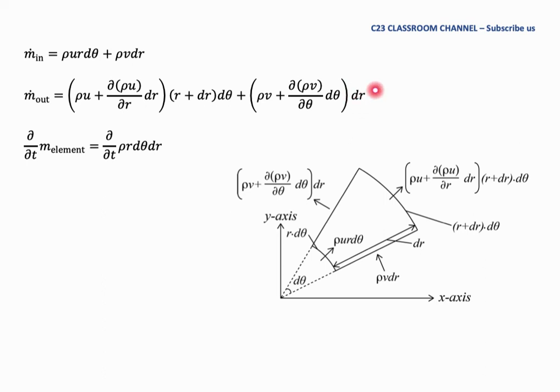So dr here is the cross-sectional area, because dr is the length of this one, and the width is equal to 1. And r plus dr d theta is the length of this one, and we multiply with 1 because the z value is equal to 1.